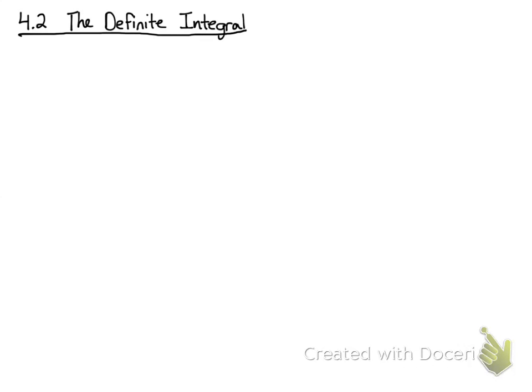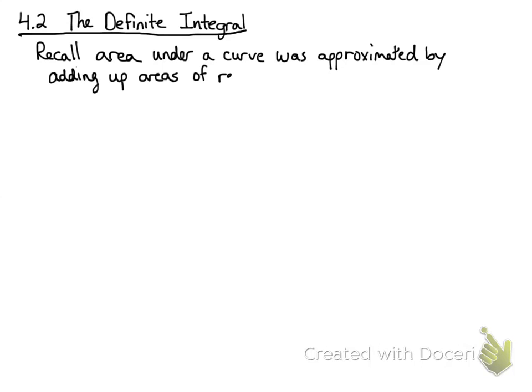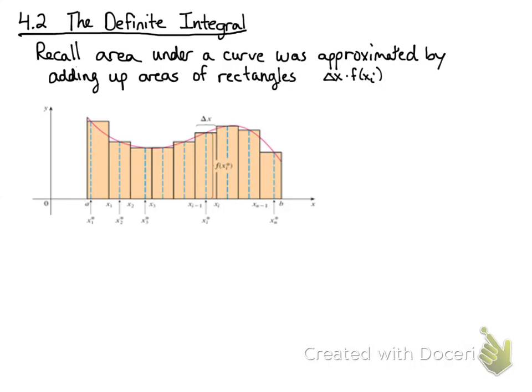Okay, today we get to define the definite integral of a function. In the last section, we were approximating areas under a curve, and we did this by adding up areas of rectangles that were sort of straightened out versions of that area under a curve. So it looked kind of like this. You have that curve and we want the area under it, so we approximate it with these rectangles.